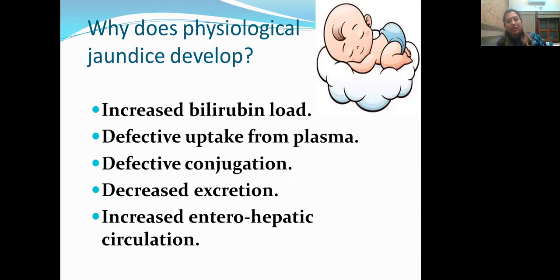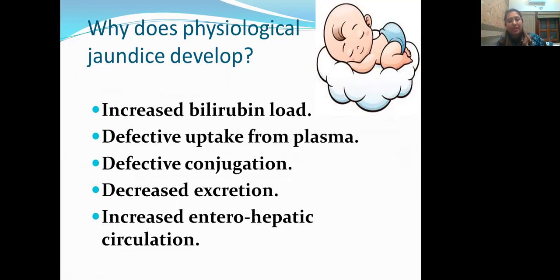Also, the RBCs in neonates or preterm are destroyed in 90 days as compared to adult RBCs, which are destroyed in 120 days. As a result, all of these 3 factors will lead to increased bilirubin load and hence unconjugated hyperbilirubinemia. Then there could be a defective uptake from plasma. Suppose there has been some genetic predisposition, as a result of which the ligandin receptor is damaged. Then there will be defective uptake from plasma, so no conjugation.